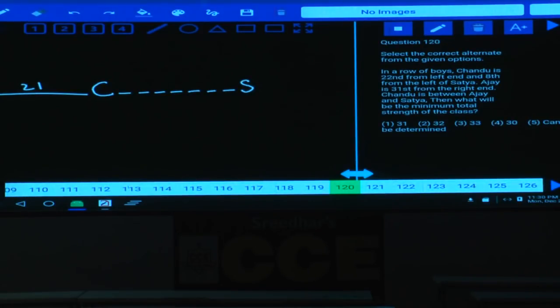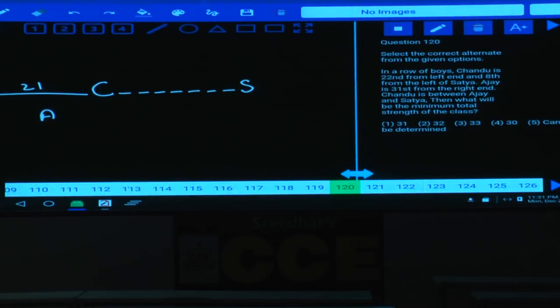Ajay is 31st from the right hand. And Chandu is in between Ajay and Sacha. Now Chandu is in between Ajay and Sacha, who is already there. Ajay must be somewhere to the left hand side of this one. Then what will be the minimum total strength of the class? Now in order to have the minimum total number of students, now that means this A must be part of these persons. Now where can we keep this minimum number of people?